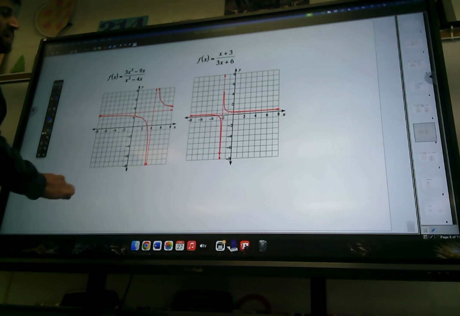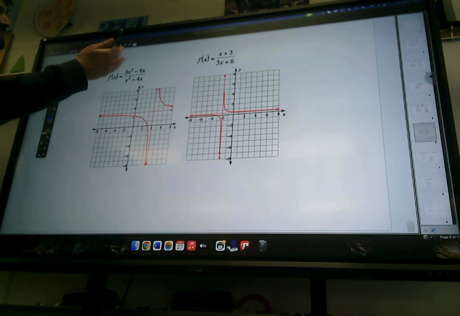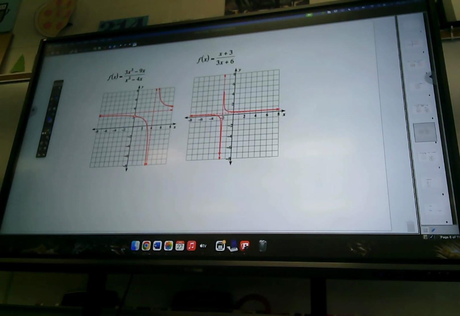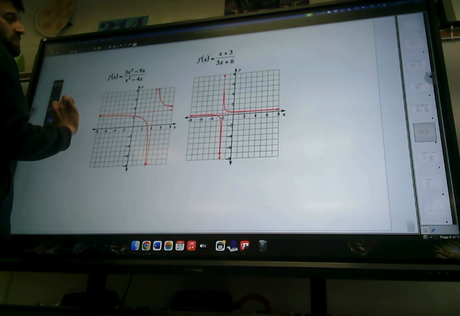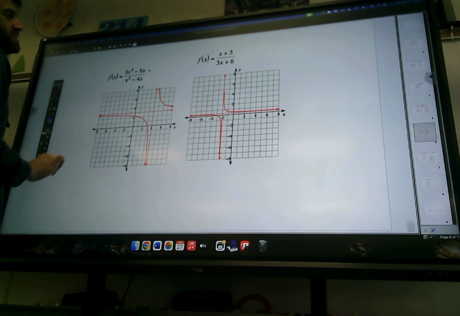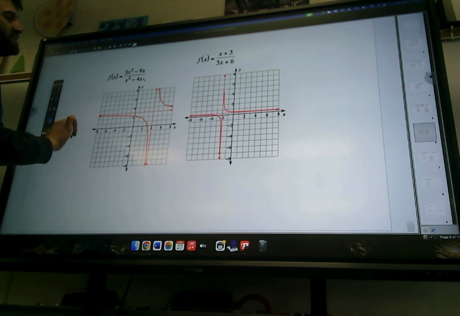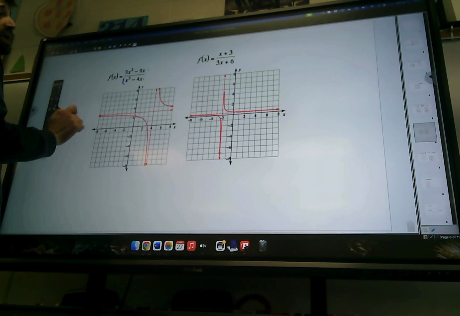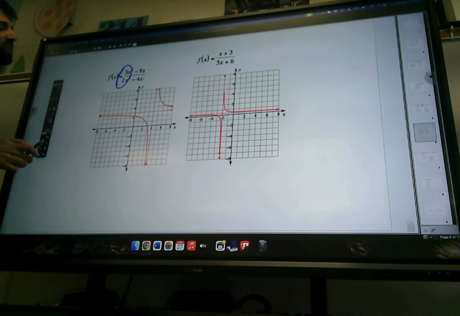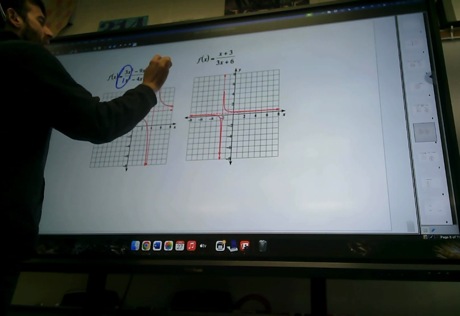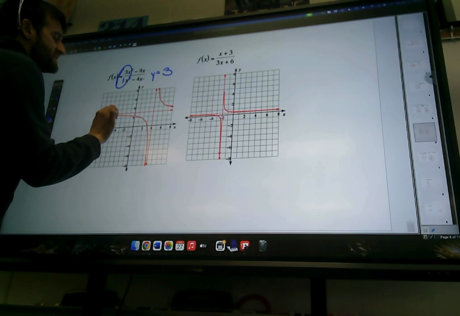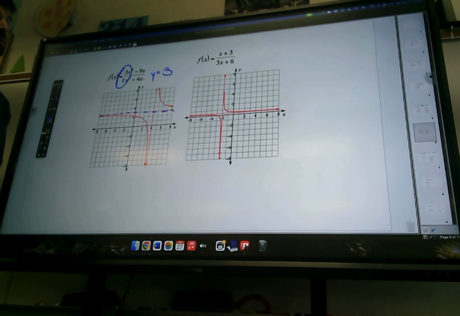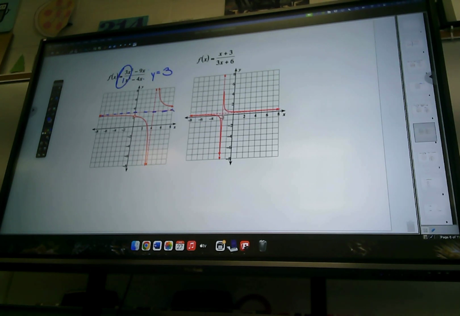Next, I should say, again, even if there are holes, even if there are vertical asymptotes, I am indifferent to those when it comes to horizontal asymptotes. The degree of the top is 2, the degree of the bottom is 2. So the one out in front, this horizontal asymptote is going to be at y equals 3. And again, reflected in the graph right there. A y value of 3.